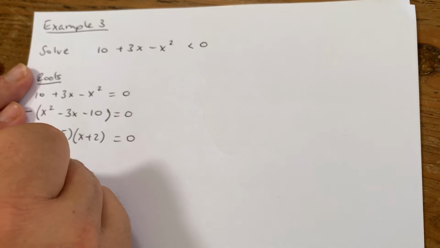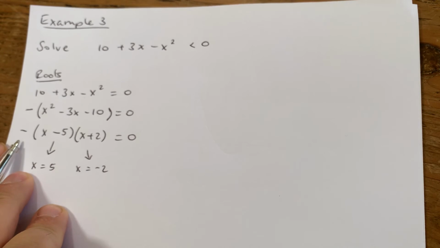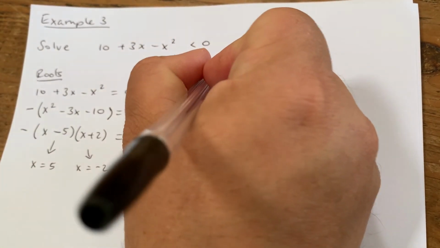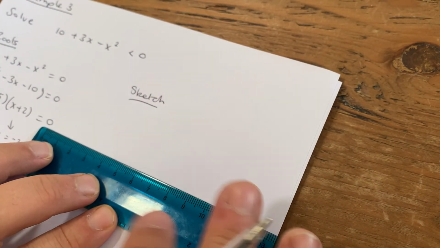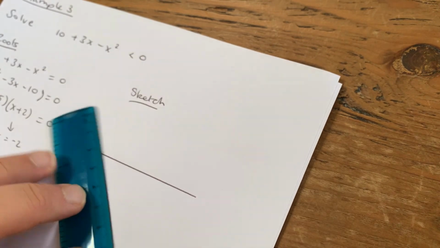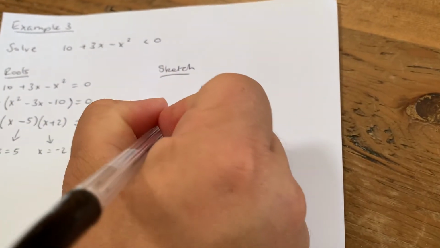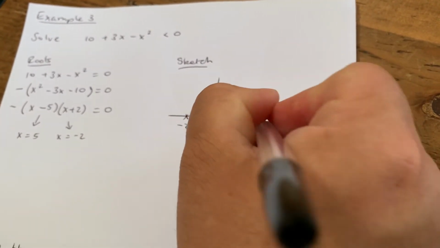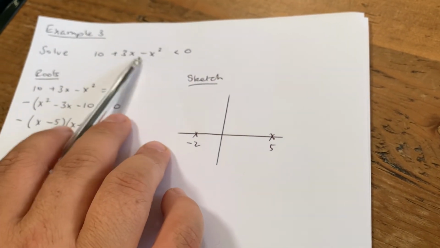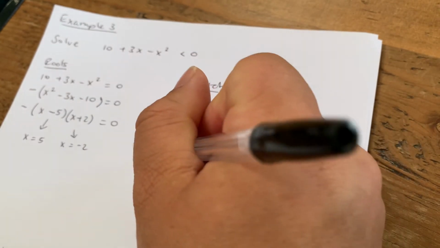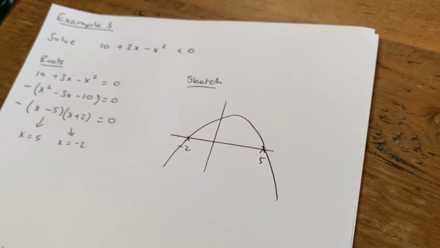Get your roots coming down, so x equals 5, x equals minus 2. The minus at the front doesn't affect the roots at all. So we're going to do our sketch, taking care this time because it's a negative x squared at the start. So I've got my sketch going on. -2 would be about there, 5 would be about there, and then go back to the original. It's a negative x squared, so therefore it's upside down. So it looks like that.